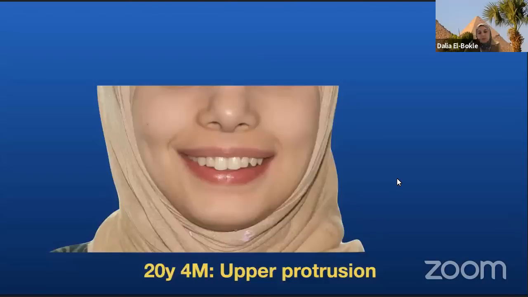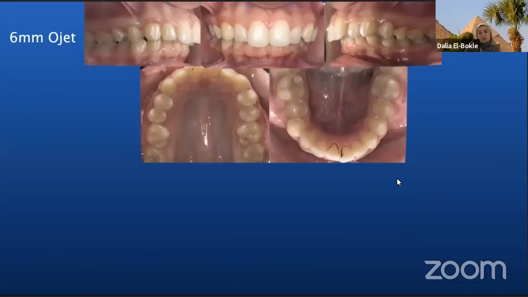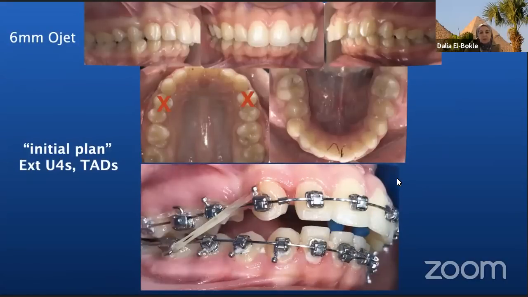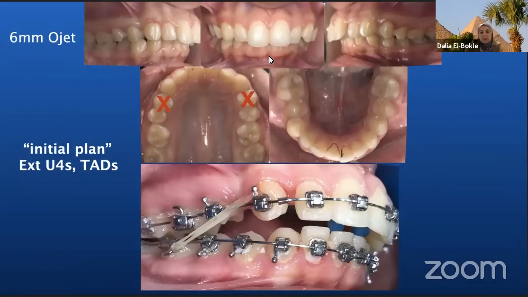This case, 20 years, 4 months old, complaining of upper protrusion, and a class 2 case. She was offered a surgical option, but she refused. So I opted to treat her with extraction of upper bicuspids in order to correct her overjet of 6 millimeters. At first, I wanted to use TADs because I was aiming for maximum anchorage in her case. You can see here how I placed the bite turbos on the palatal of the upper incisors because she had a severe, deep overbite.